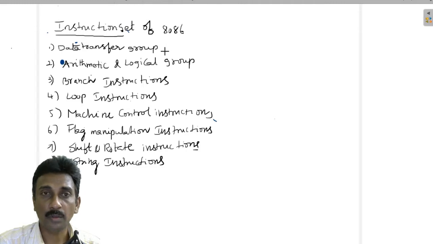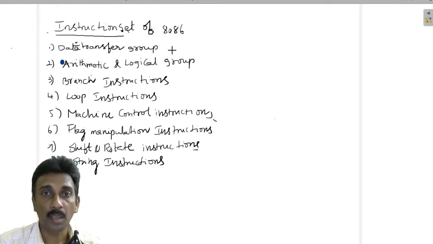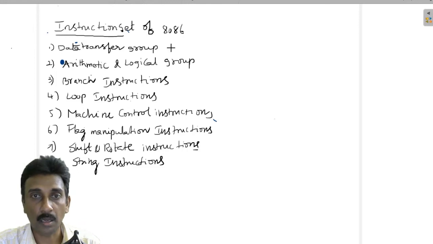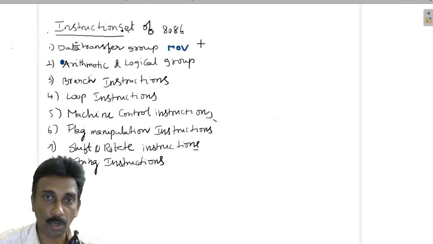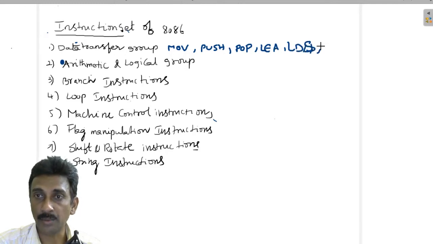The data transfer group is meant for transferring data from register to register, from register to memory, or from memory to register, not memory to memory. The example instructions are the MOV instruction, which copies data from one register to another register. We can also use PUSH, POP, LEA (load effective address), LDS and LES. These types of instructions are used in the data transfer group.